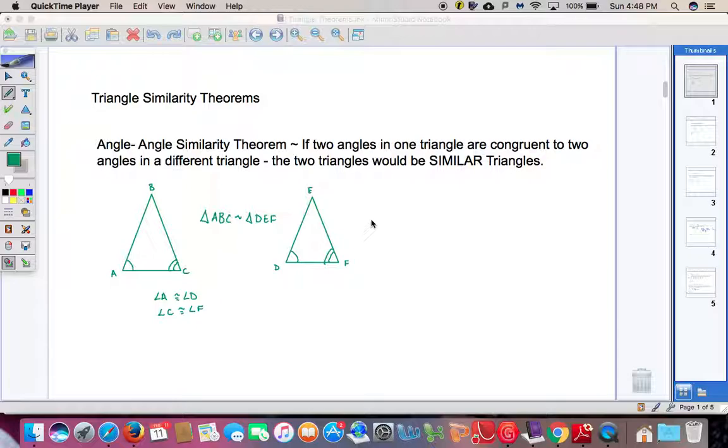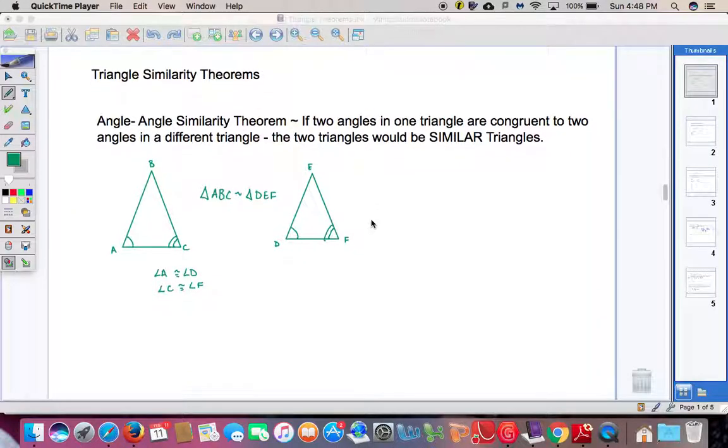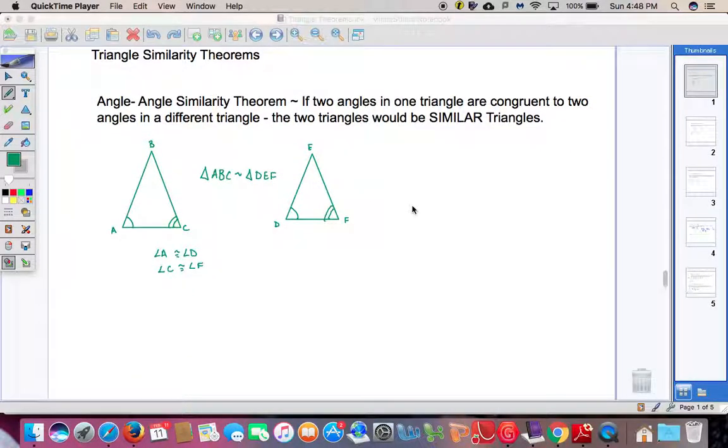So, triangle similarity theorems. The first one that we're going to talk about is called the angle-angle similarity theorem. The angle-angle similarity theorem says that if two angles in one triangle are congruent to two angles in a different triangle, then the two triangles would be similar triangles.